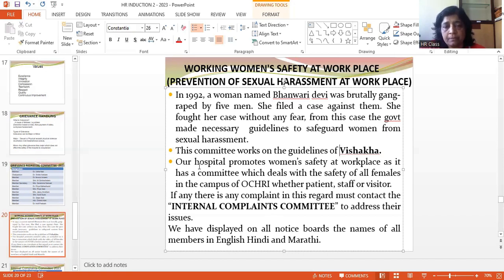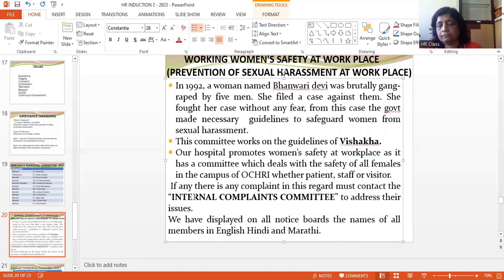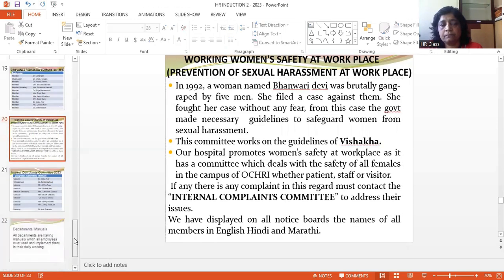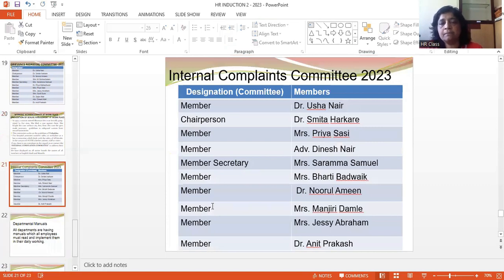Now, even our hospital promotes safety of women at workplace. And hence, we have also formed a committee who is looking after the women present in the campus of Orange City Hospital, whether it might be a patient, a staff, or a visitor. So if you have any complaint regarding this issue, you can come forward and meet any of the members or give it in writing. We have displayed on all the notice boards the names of all the members in English, Hindi, and Marathi. The Internal Complaints Committee 2023.